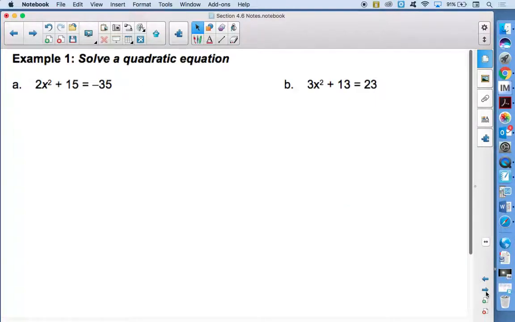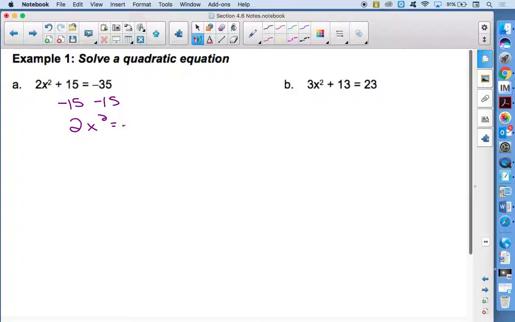Alright, if you look at example 1, we're going to solve these quadratic equations, similar to the quadratic equations you worked with the last 2 days. We have 2x squared plus 15 equals negative 35. So Grant, how would you try and solve that equation? First I would subtract 15, so that would be 2x squared equals negative 50. Okay. Then I would divide by 2, so it would be x squared equals negative 25.